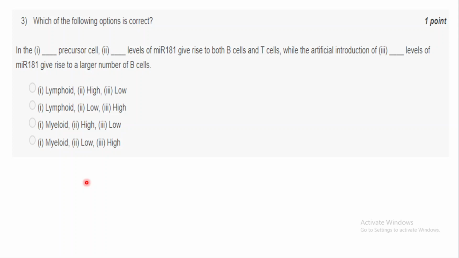Okay, so this question is related to microRNA. I'll give you a short hint. MIR 181 is a microRNA. MIR stands for microRNA. Now you have to answer which option fits the fill in the blanks. Option A, lymphoid, high and low. Option B, lymphoid, low and high. Option C, myeloid, high and low. Option D, myeloid, low and high. Now which of these is a precursor cell, and what levels of microRNA 181 gives rise to both B cells and T cells, while artificial introduction of dash levels will give rise to large number of B cells.